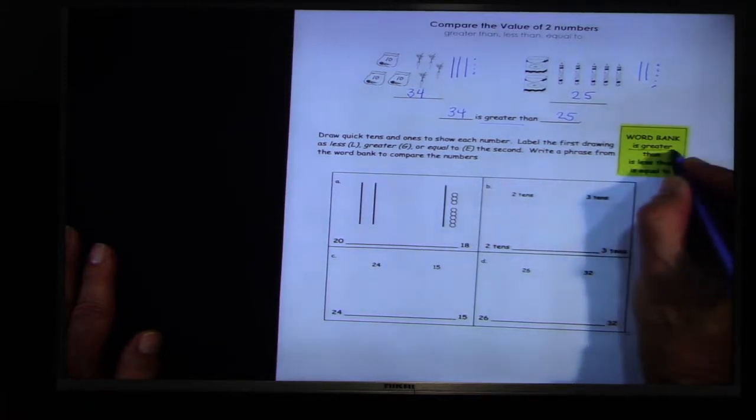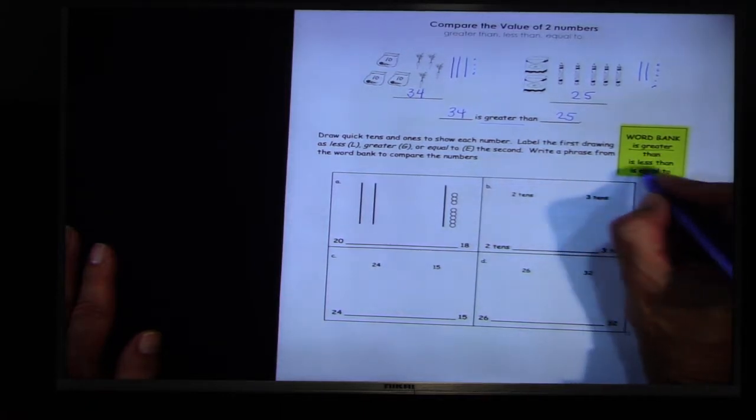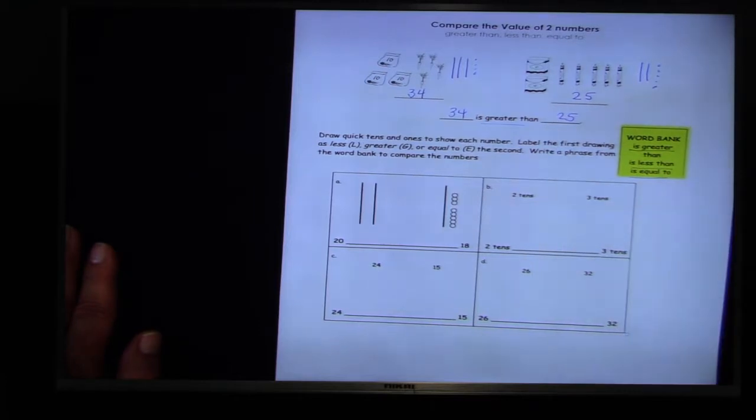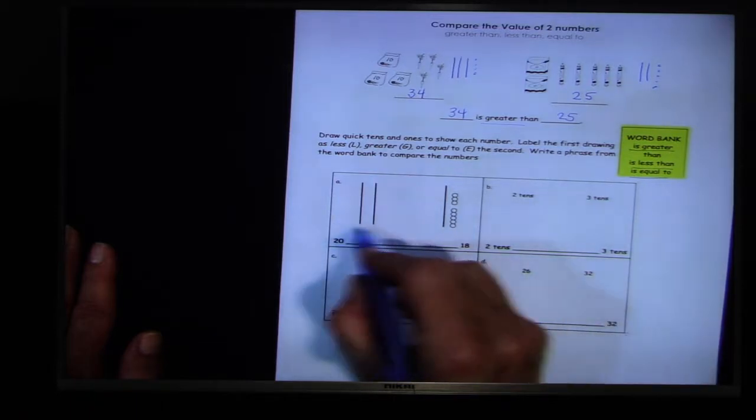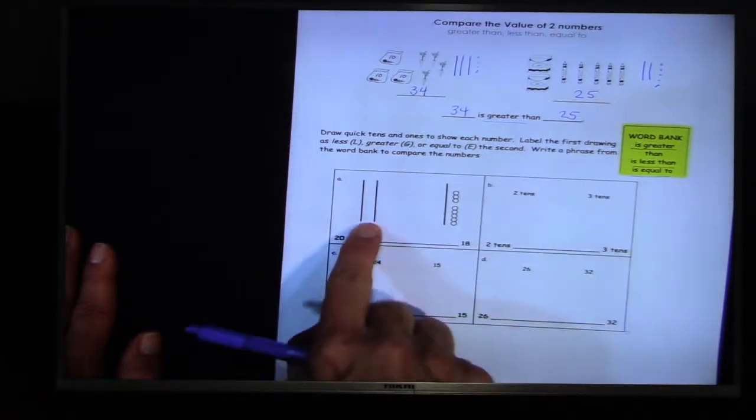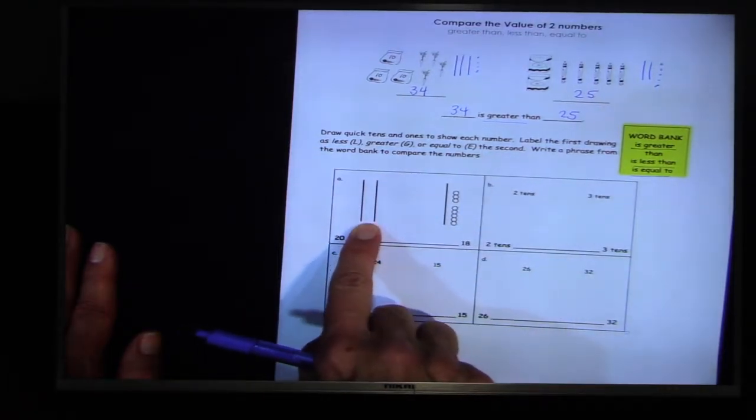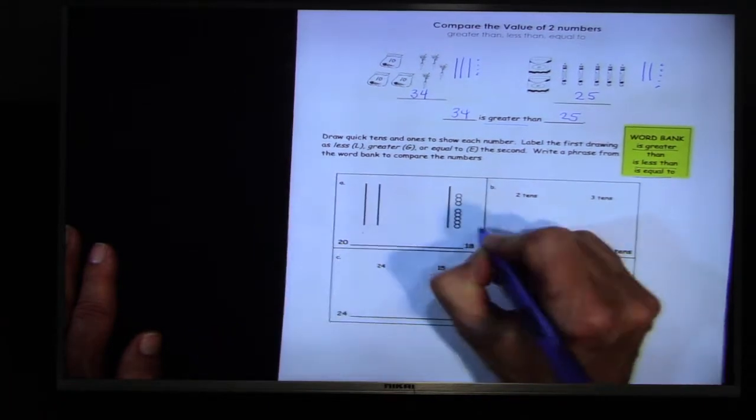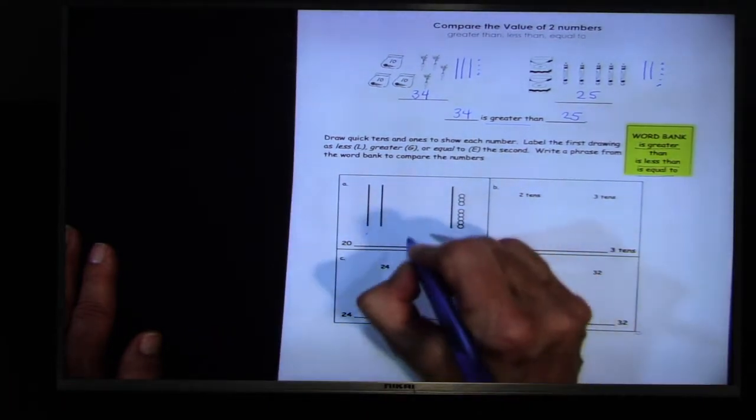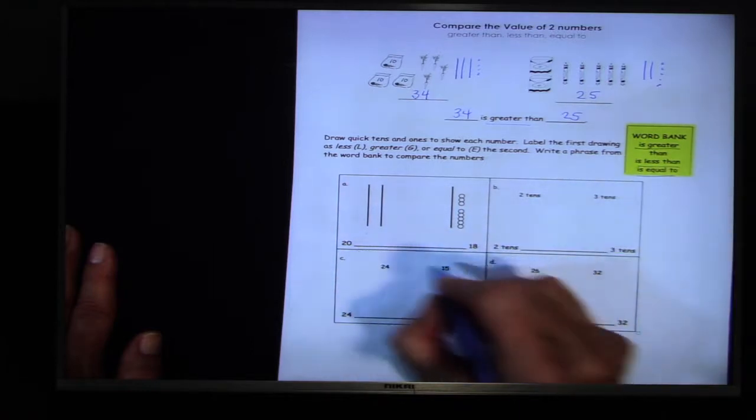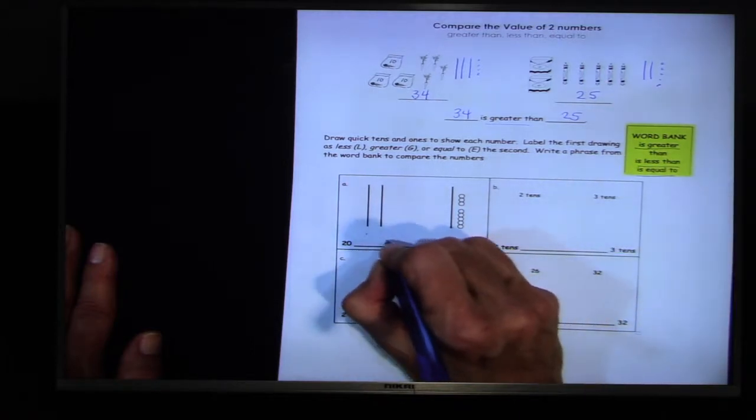We do give them words, word banks, is greater than, is less than, is equal to, so that they understand the language that we're looking for, because it is particular language. So where it first starts off is, what is the value of this one? 20. And, oh, it says it right there, 18. Okay. So now I'm going to do, is 20 less than or greater than or equal to? Great.